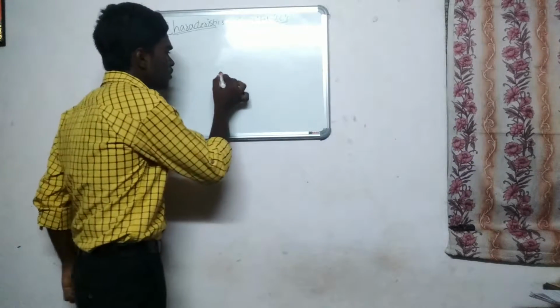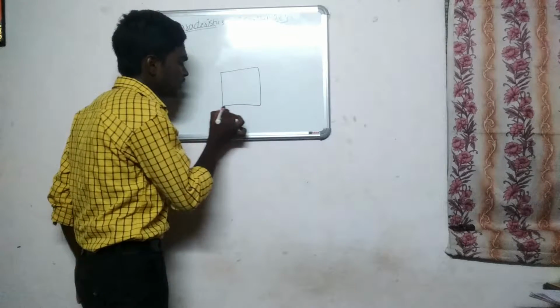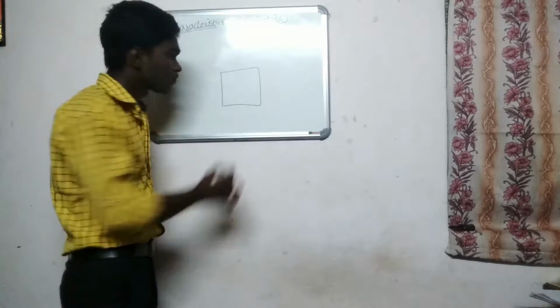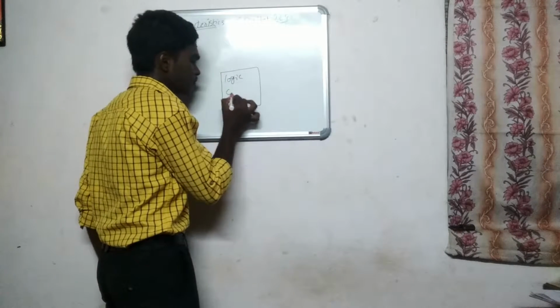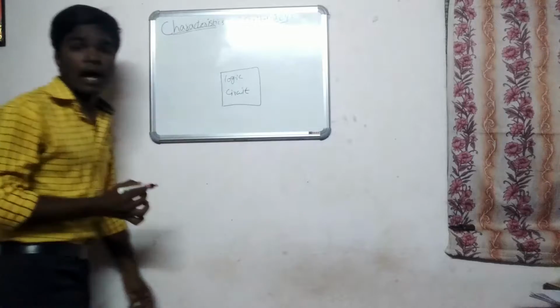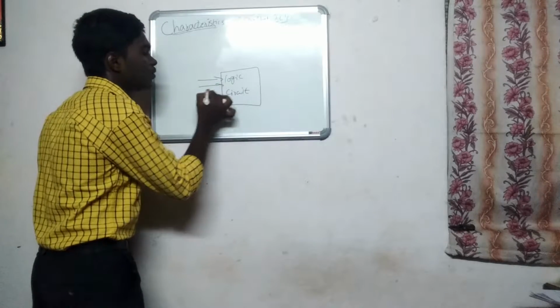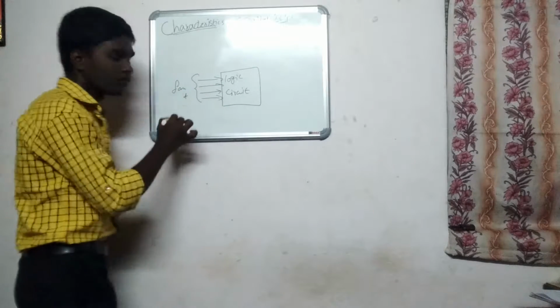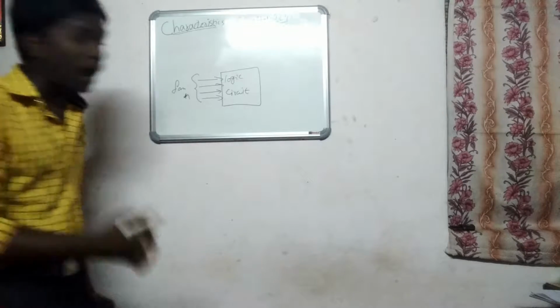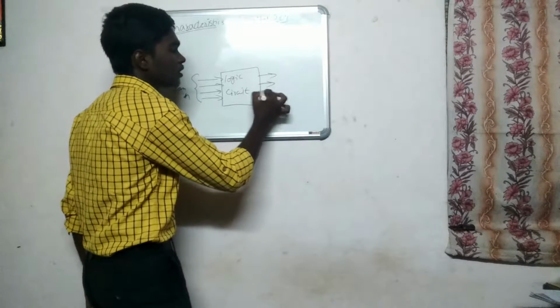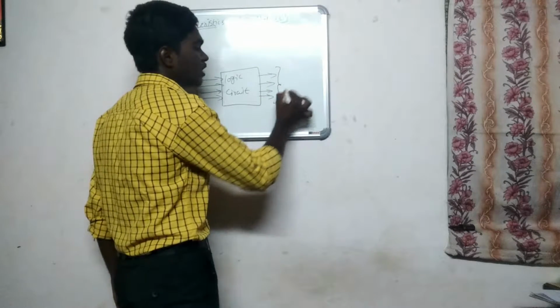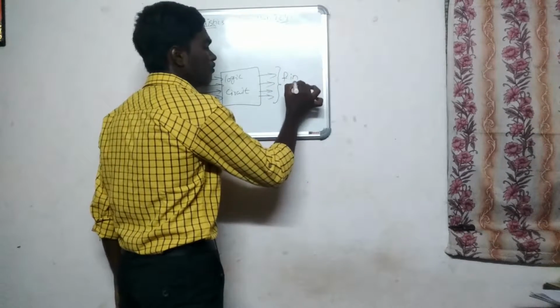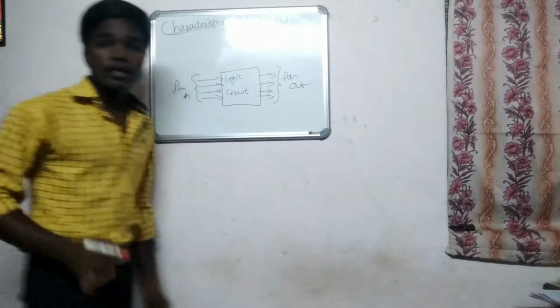Let us see the circuit diagram for fan in and fan out. Let us consider this as a logic circuit. All the inputs connecting to the logic gate come under fan in. And the outputs connected to the logic circuit come under fan out. This is about fan in and fan out.